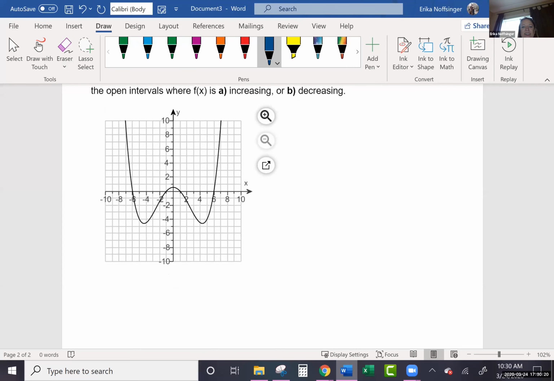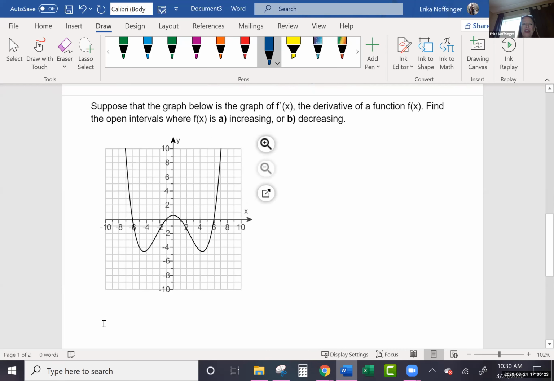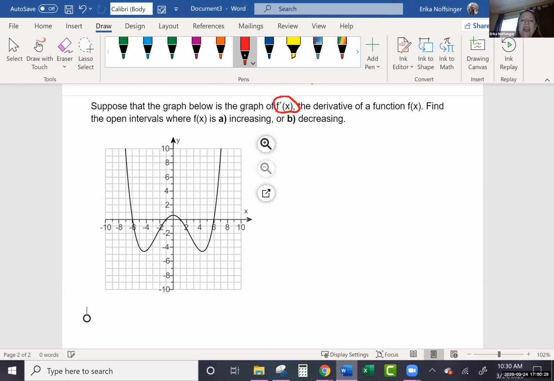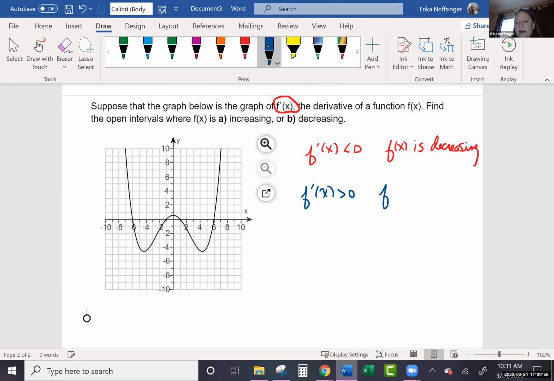Okay, so now I can write. The key thing here is that this was the derivative. So if f prime of x, remember we plugged in a number and it was less than 0, it told us that f of x is decreasing there. And if we looked at f prime, the derivative, and we plugged in a number and got a positive number, then it told me that our original function f of x is increasing.